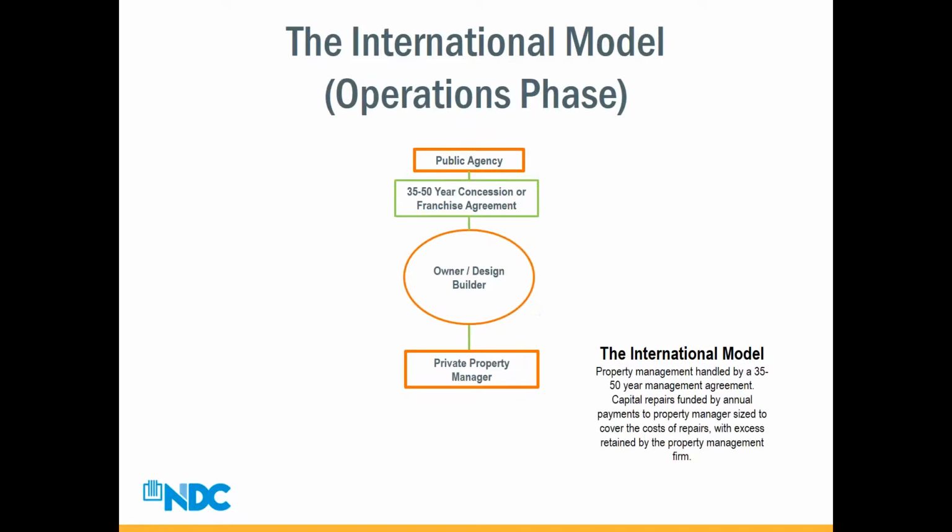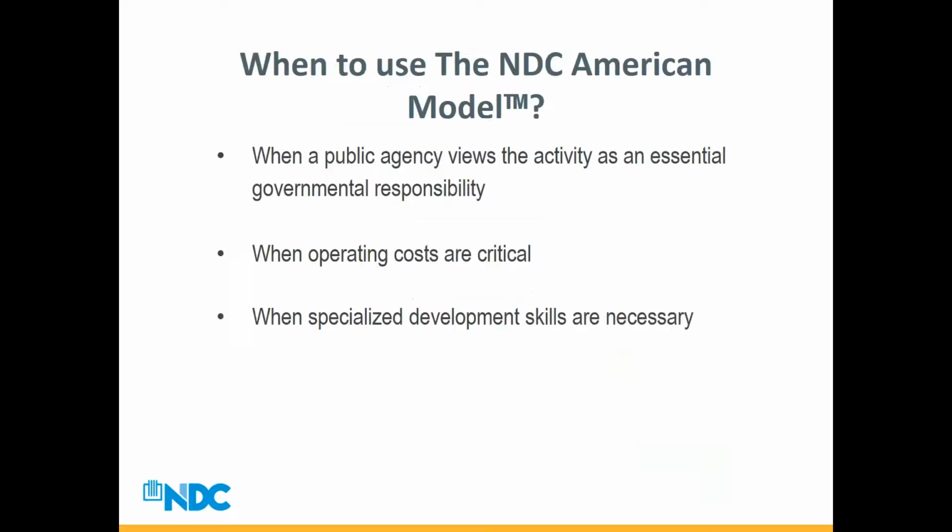Look at it on the next phase, the operations phase. The public agency will enter into a 35 to 50 year concession or franchise agreement. That is a very long-term agreement with the owner and design builder, who has a contractual relationship with the private property manager, which may or may not be a related entity. The property management is handled by that long-term agreement, capital repairs are funded by annual payments to the property manager that are sized to cover the cost of repairs, with excess being retained by the property management firm. So that is a fairly quick description of the two models.